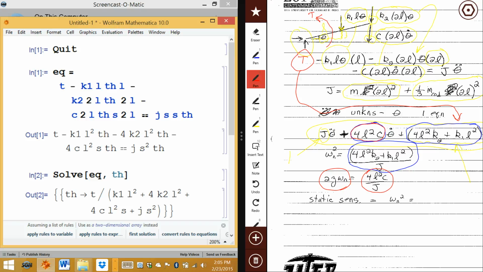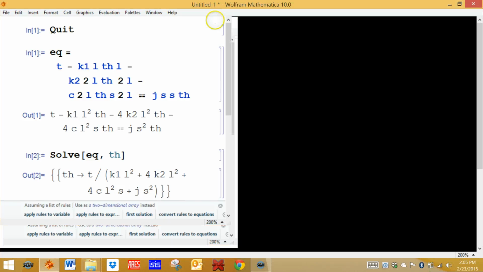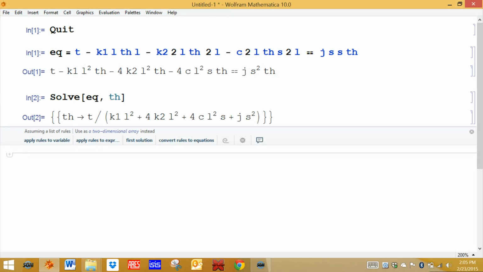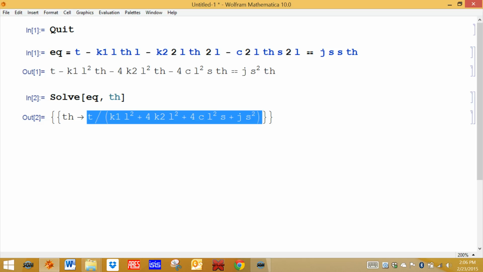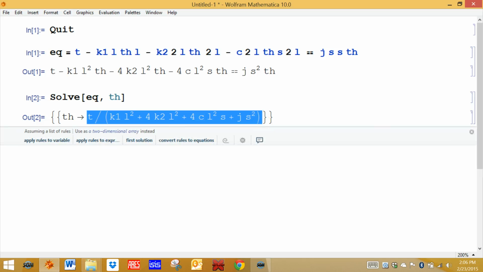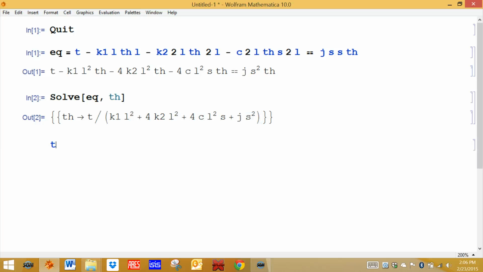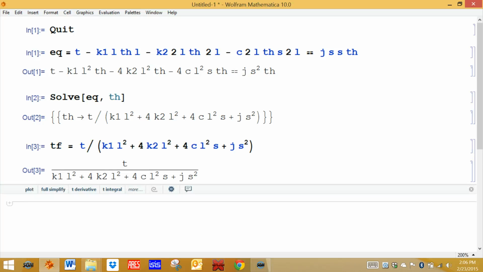Let's shrink this down and make this one big. I should probably just copy and paste. Copy, and we'll say, okay, transfer function. It's not exactly the transfer function because it has the input in there, but there you go. T is the input. We can do whatever you want with this.